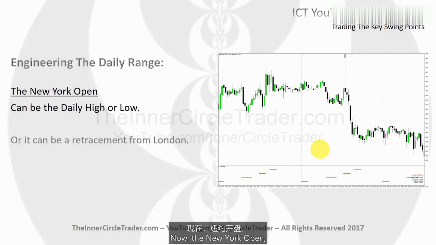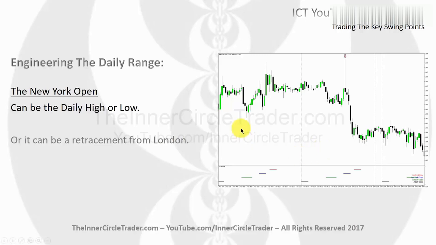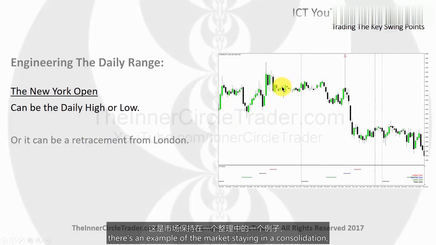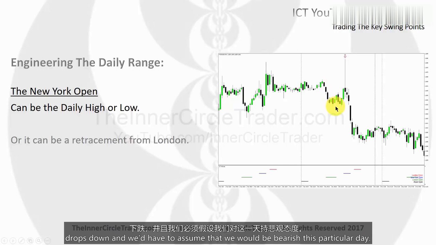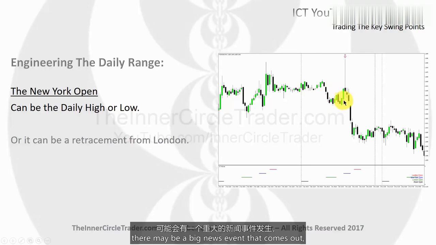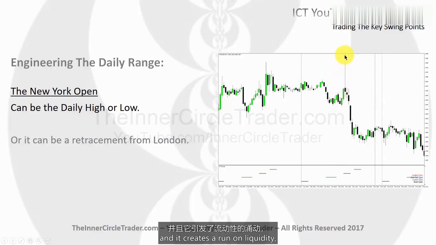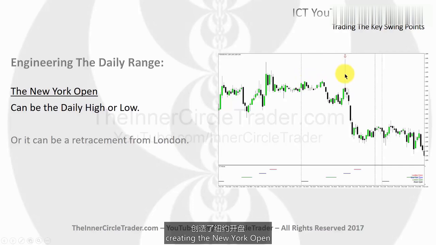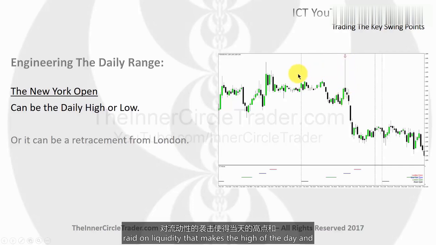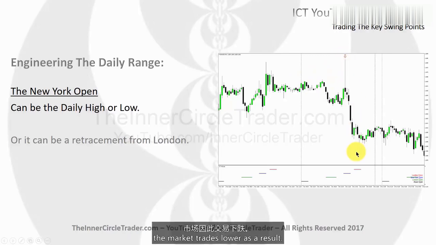Now the New York Open, this too can create the high or low of the daily range as well. As you can see, there's an example of the market staying in a consolidation, drops down, and we'd have to assume that we would be bearish this particular day. But there may be a big news event that comes out and creates a run on liquidity, and we can see that run above these equal highs here, creating the New York Open raid on liquidity. That makes the high of the day, and the market trades lower as a result.